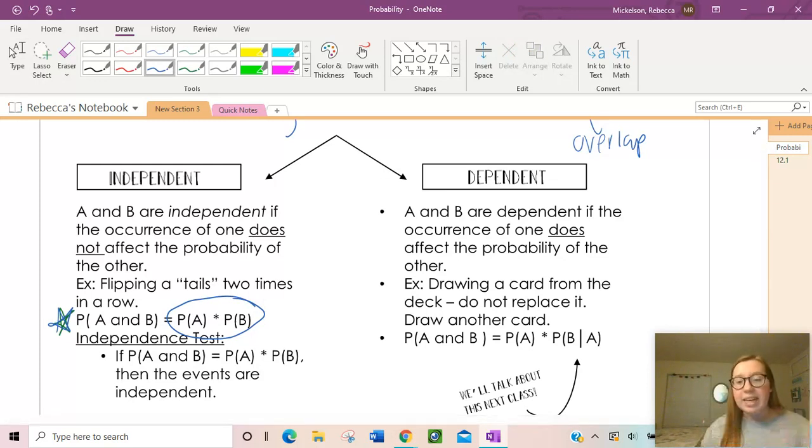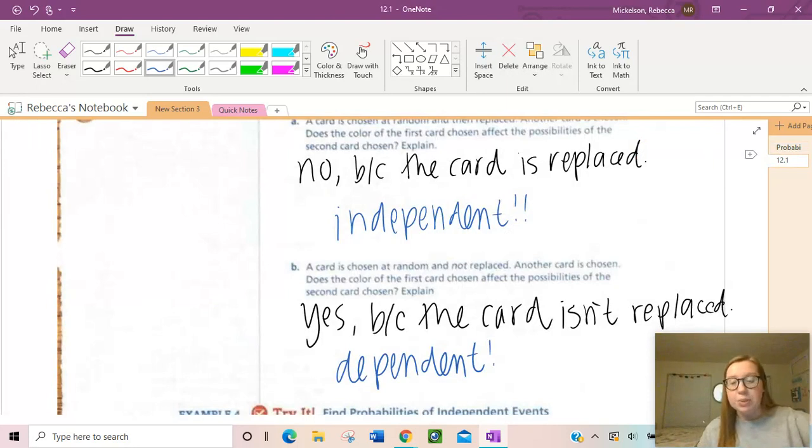But when we have dependent events, the probability of one does affect the other one. So our example here was drawing a card from a deck and then you don't replace it. Then you draw another card, so everything's kind of shifting around. And we're going to talk a little bit more about those types of probabilities in our next class. But right now we're just focusing on our independent events and being able to calculate those probabilities. So again, we can understand these ideas, but the best way we're going to get practice with them is by doing an example.